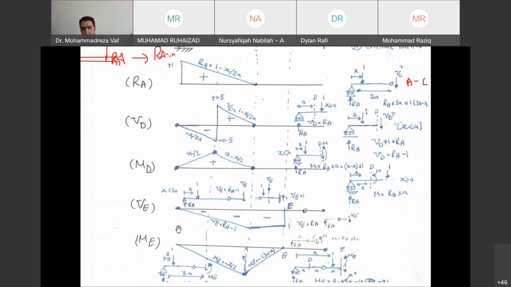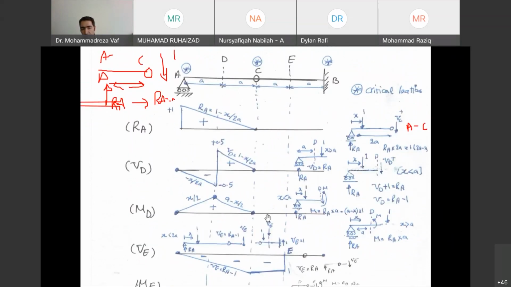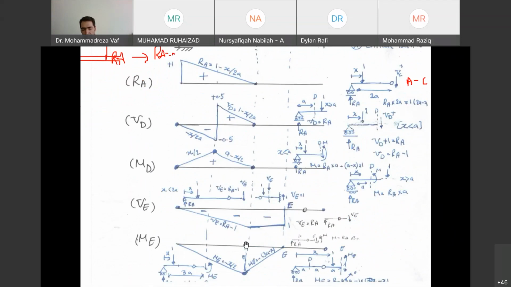Meaning when the load is here, ME, the bending moment at this location, is 0. However, the bending moment at point E becomes maximum when the load is at point C. Meaning when the force is at point C, at the hinge, we have the largest bending moment at point E. And then when the load comes to point E, the bending moment at point E becomes 0. If it passes point E, again, the bending moment at point E is 0.